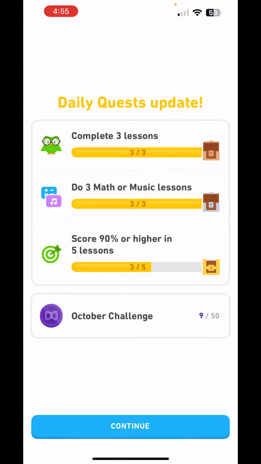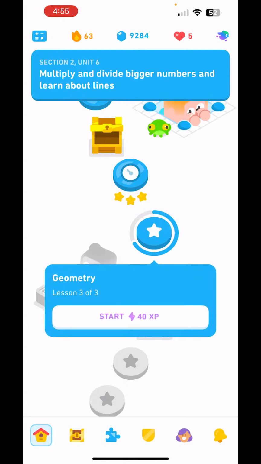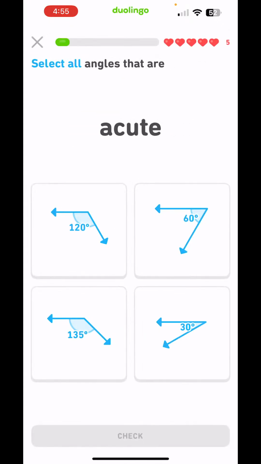Okay, 90% or higher. So we need to do 2 more lessons. Let's keep going. I'll go until the stream says no, basically. All right, so 1 more lesson in geometry.